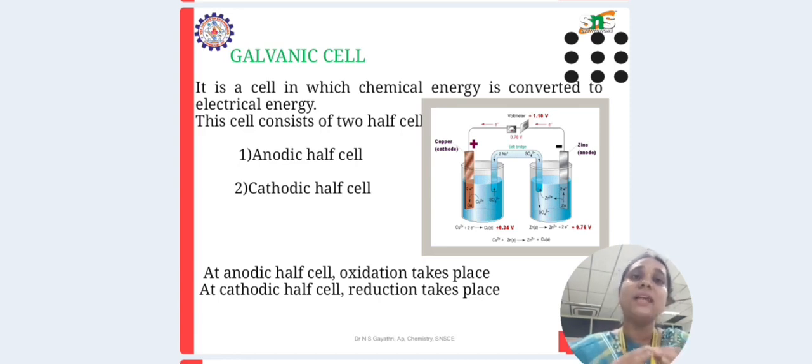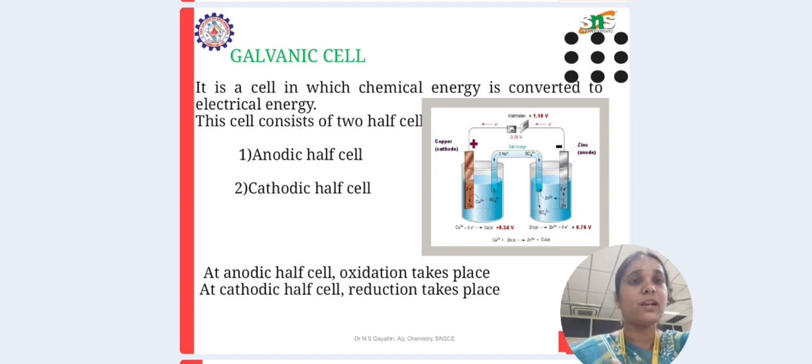Here in the galvanic cell, the anode is zinc and the cathode is copper. We have taken two compartments. In the anodic compartment the electrode is zinc, which is dipped in the electrolytic solution zinc sulphate. In the cathodic compartment the electrode is copper, which is dipped in copper sulphate. So both compartments have one electrode and one electrolyte. Both metals, zinc and copper, act as electrodes.